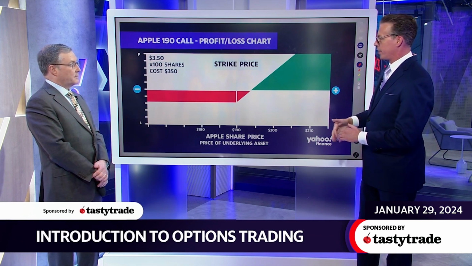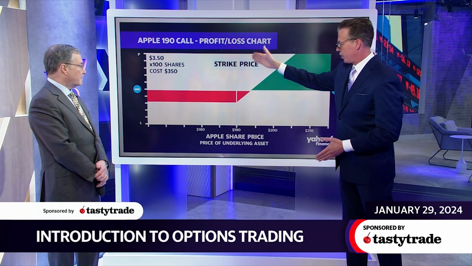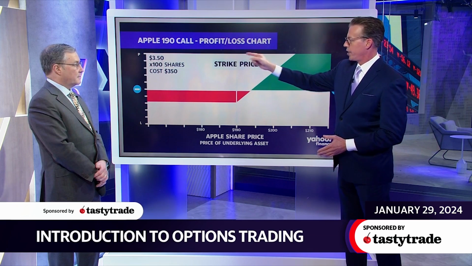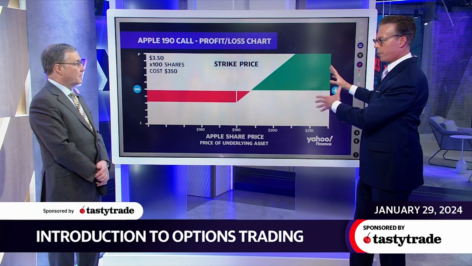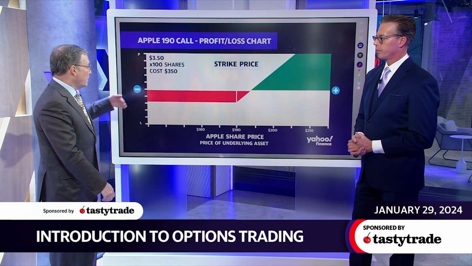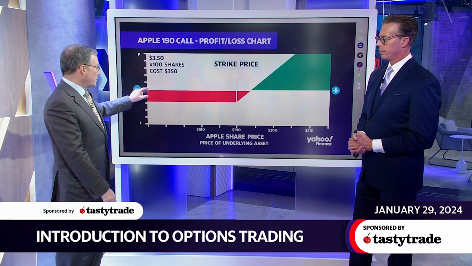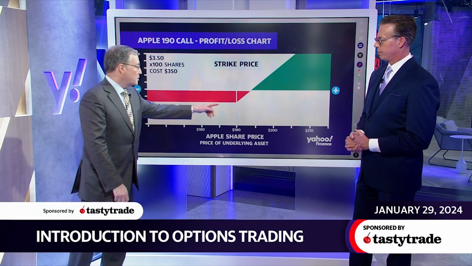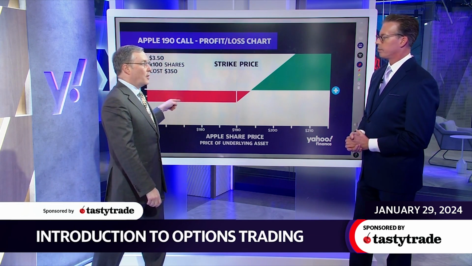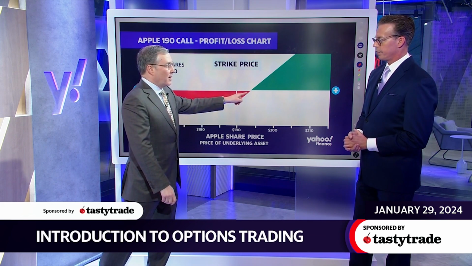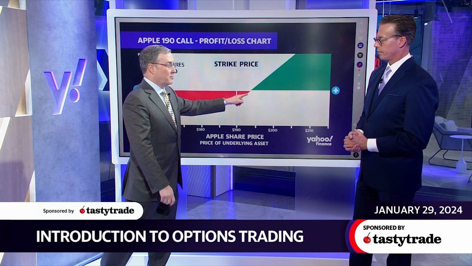So get used to this. We're going to be showing a lot of these. In this example, this is the 190 strike, and it's $3.50 per share. Maybe you can try to break down the structure of this. If you're paying $3.50, this little red line means that if it closes below 190, you lose all $3.50. You have to get it above 190 plus $3.50 to even break even.